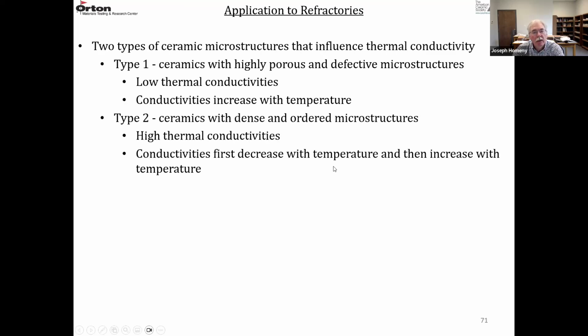So that's a good place to stop. We'll finish up conductivity next class, and then we'll move on to fracture, brittle fracture behavior. And then once we finish that, we'll spend a couple lectures going over the thermal conductivity theories, which are going to tie together thermal expansion, thermal conductivity, elasticity, and fracture.